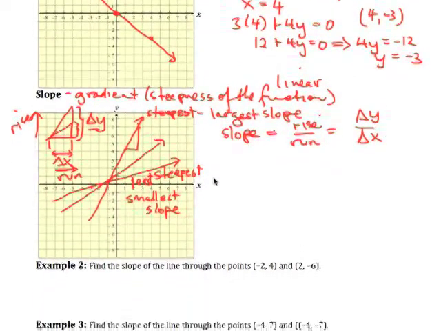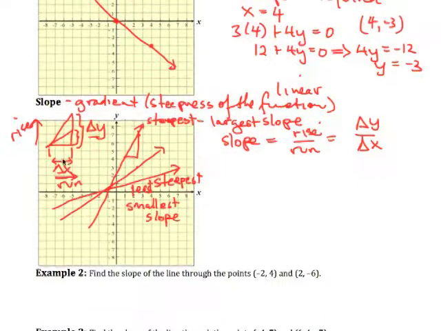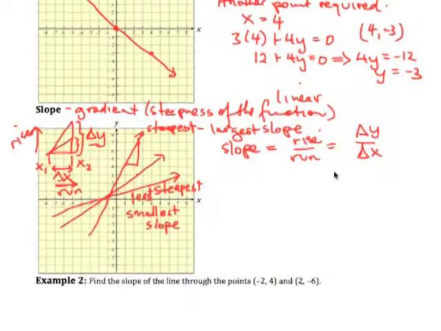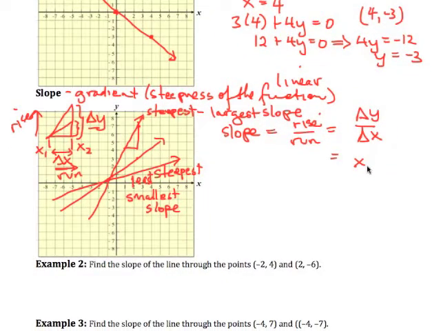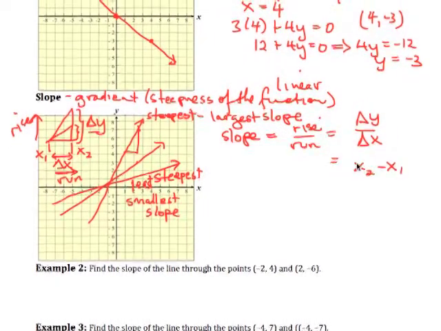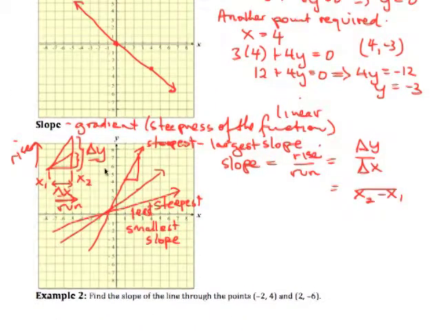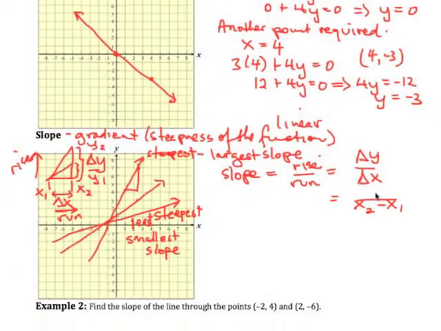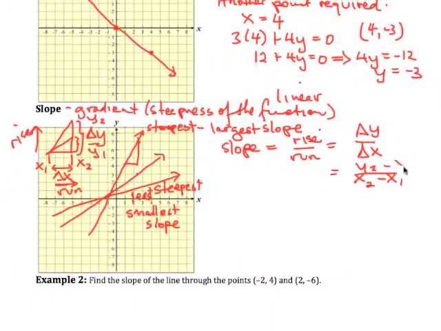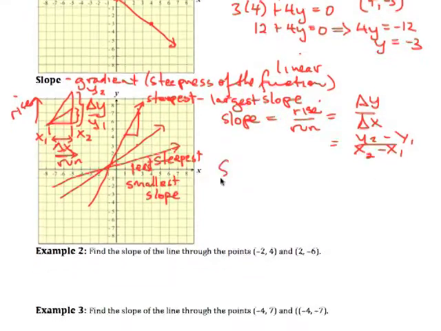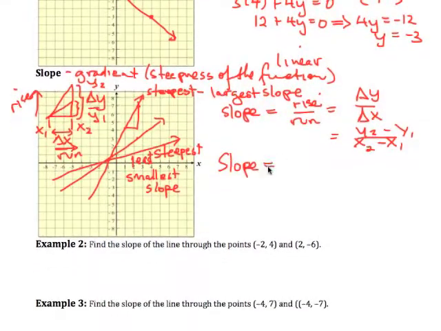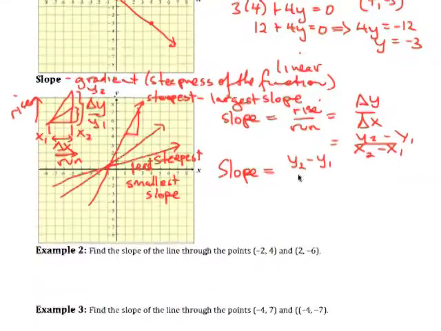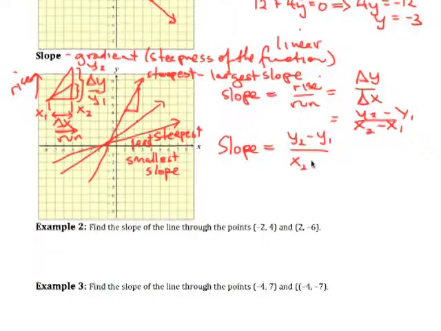Now what do we mean by that change? Well, if I had this one as x1 and this one as x2, then the change in x would be x2 minus x1. And the change in y, if this is y1 and this is y2, would be y2 minus y1. So in other words, the formula for the slope for a line between 2 points would be y2 minus y1 over x2 minus x1.